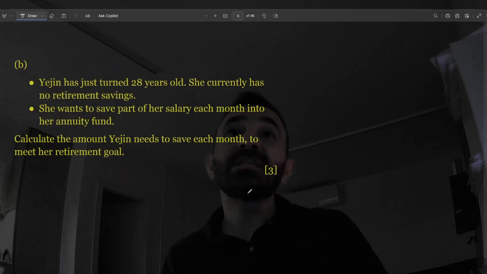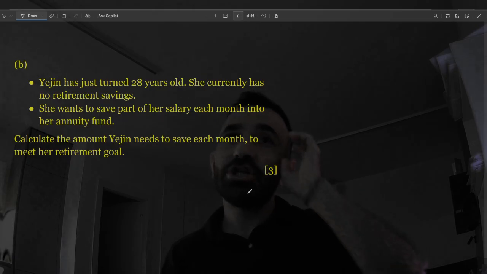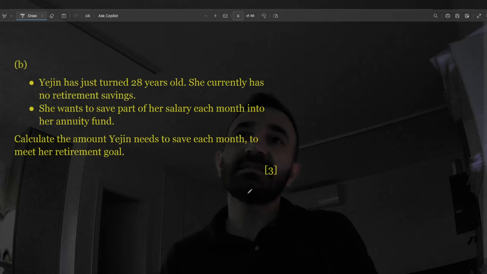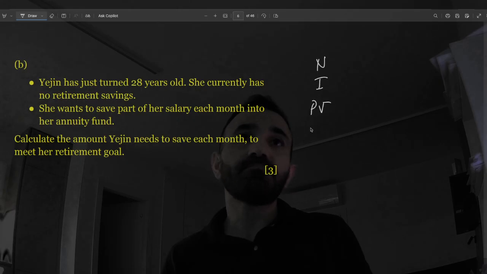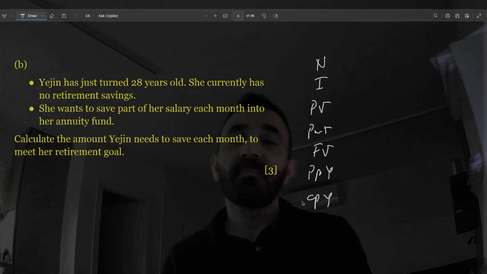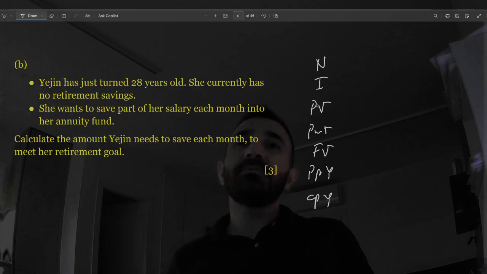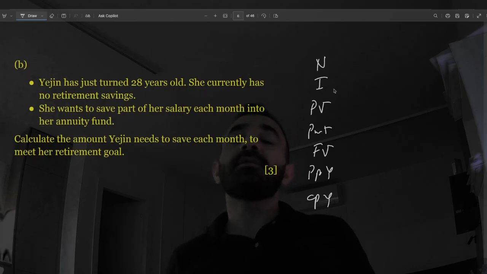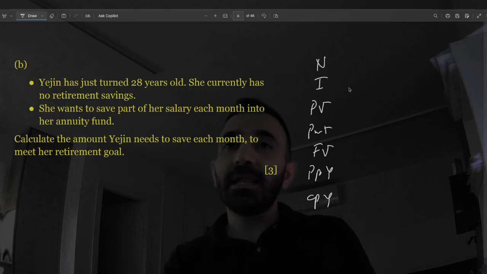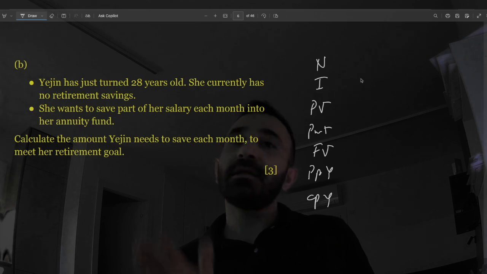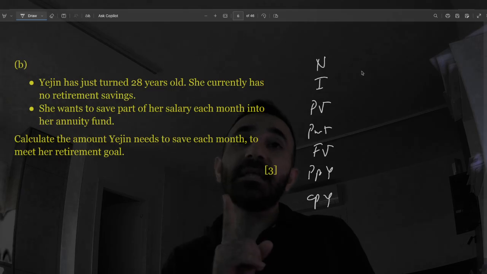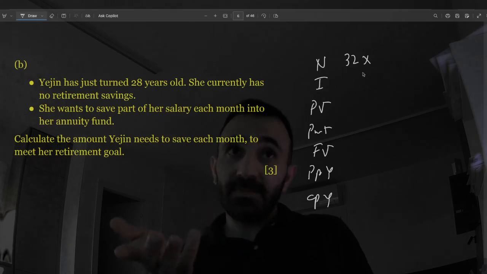Okay, Yejin has just turned 28 years old. She currently has no retirement savings. She wants to save part of her salary each month into her annuity fund. Calculate the amount Yejin needs to save each month to meet her retirement goal. So what is the idea? I know that I want to retire at age 60, and now I'm 28 years old. So I need 32 years to invest.